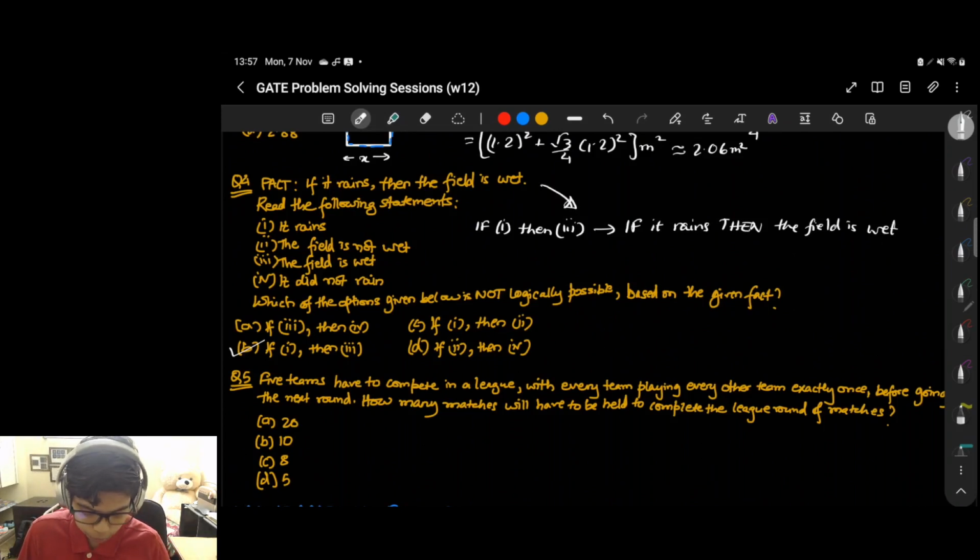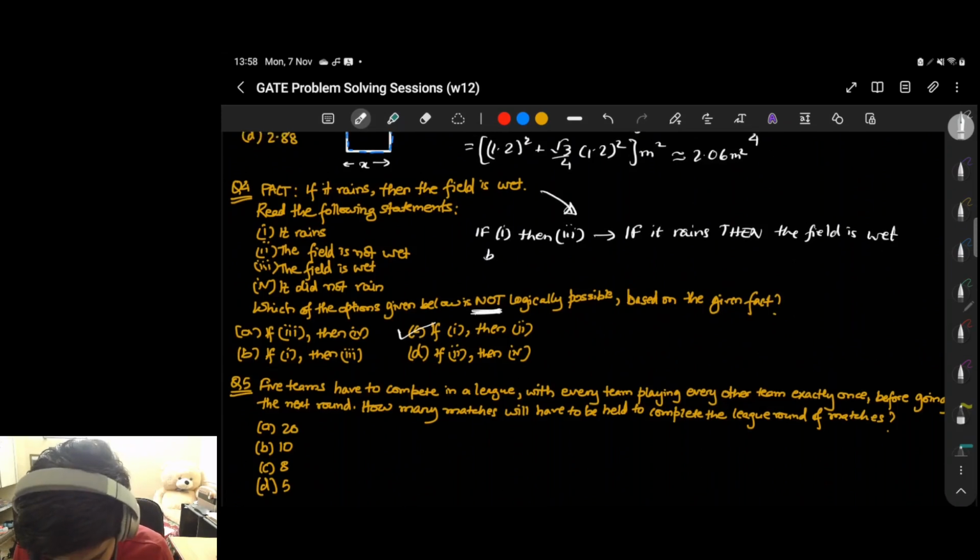If you look at the other options, option A, if 3, then 4, that means if the field is wet, then it did not rain. This is not a conclusion that we can draw. Option C is if 1, then 2, that if it rains, then the field is not wet. This is completely opposite. Oh, sorry, I think I missed out this word. The question says, which of the following is not logically possible? So in that case, option C is the correct option.